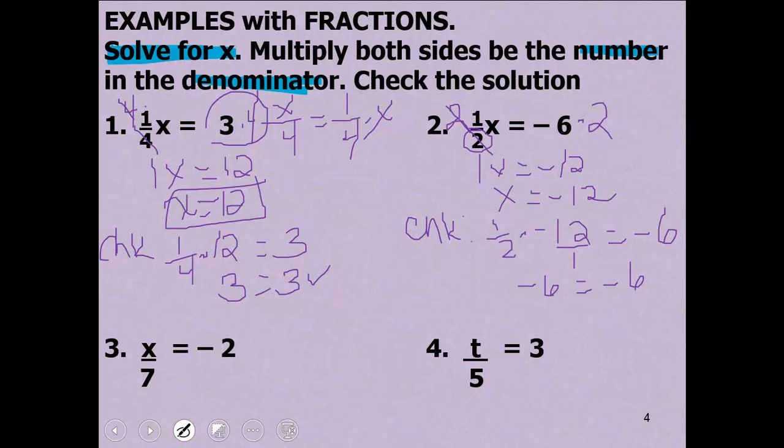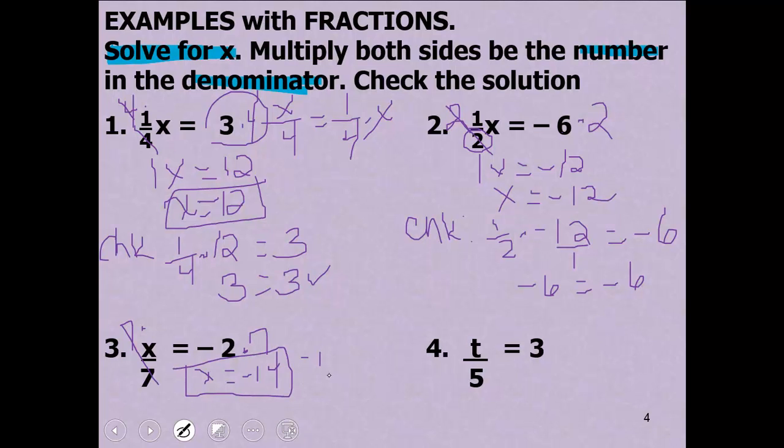Okay, number 3. I have x over 7 equals negative 2. Again, it's the same problem, the same type of problem. I'm going to multiply both sides by 7. Both sides by 7. And then it cancels on the left side, so I'm left with x is equal to negative 14.